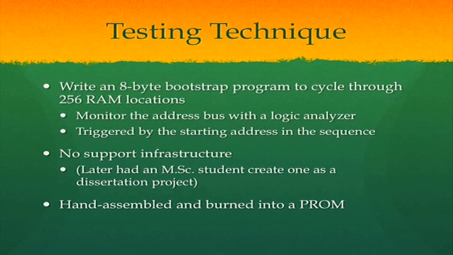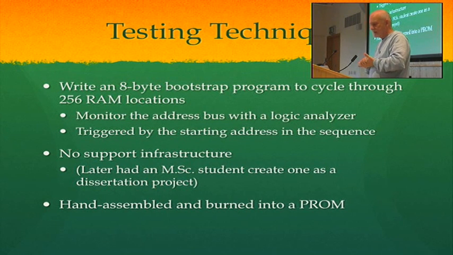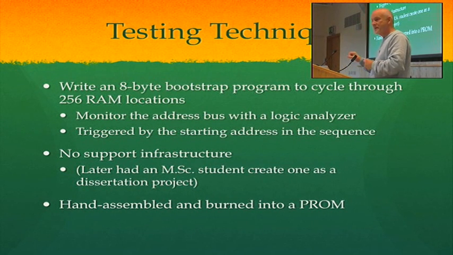I think it was 4 instructions, 8 bytes, just to cycle through 256 RAM locations. And I figured if I put a logic analyzer on the address bus, then if I triggered it at 0, I could actually see this nice little binary sequence counting up on the bottom 8 bits of the address bus. Unfortunately, I didn't have any support infrastructure because this was a university, so I couldn't go out and buy an assembler for the 6809 or anything like that. So since it was only 8 bytes, I thought, well, what the hell, I'll hand assemble it.